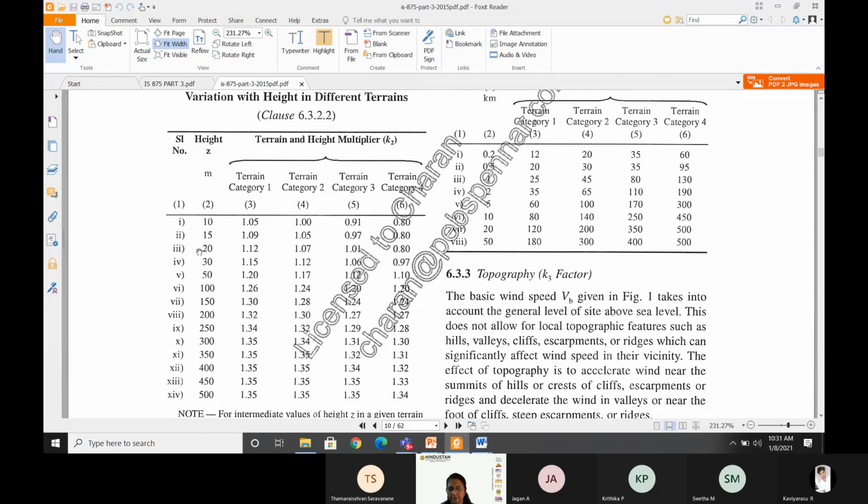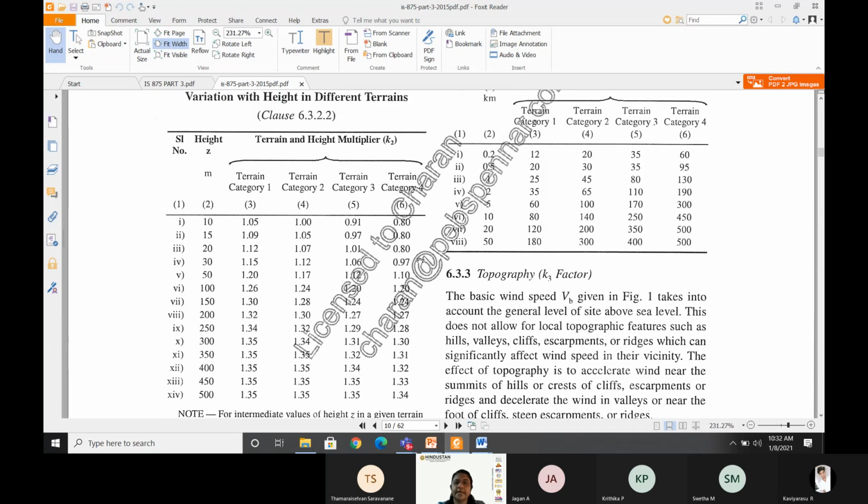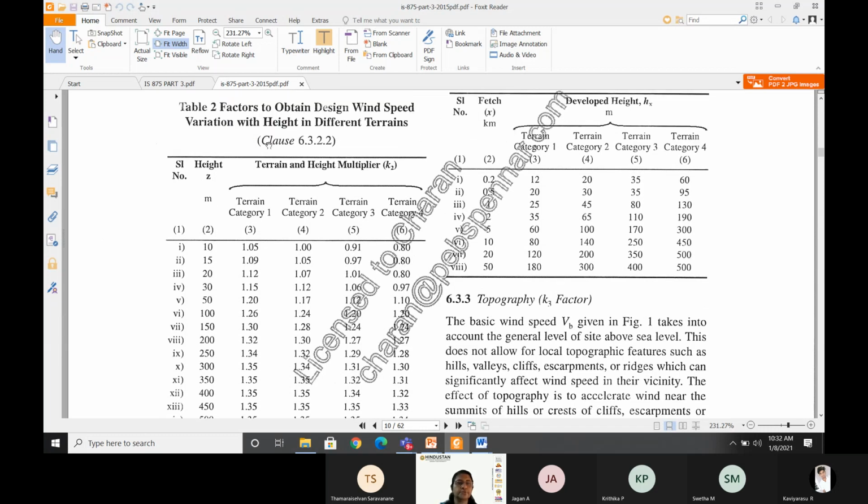If the building is of height 20 meter, and the building is in terrain category 1, then the K2 factor is 1.12. Or if it is 200 meter height in category 3, then 1.27 is the K2 factor. Suppose the building height is 25 meter, then you have to interpolate the value between 20 and 30 meter. For all intermediate values, you can use linear interpolation. So this is how you calculate the terrain factor K2. Is it understood?